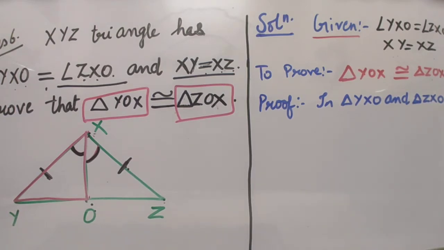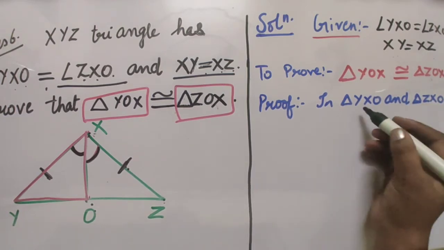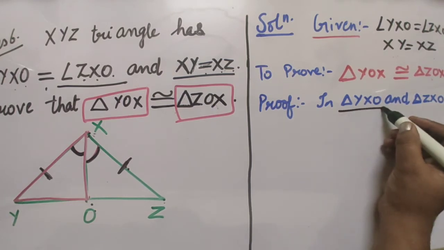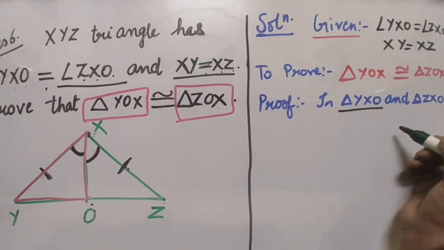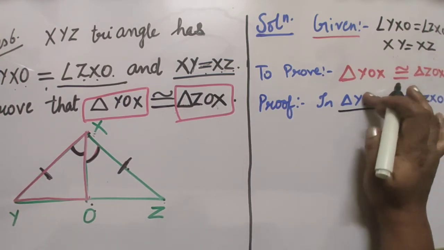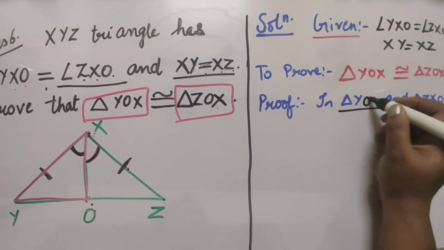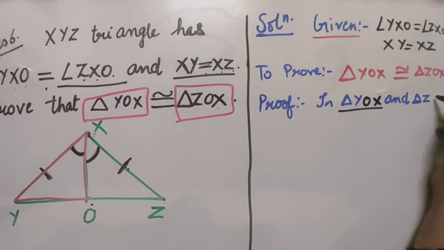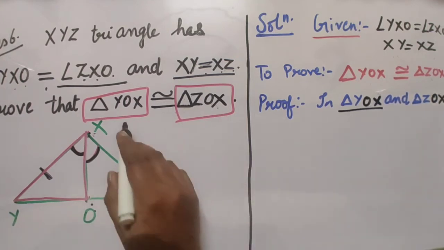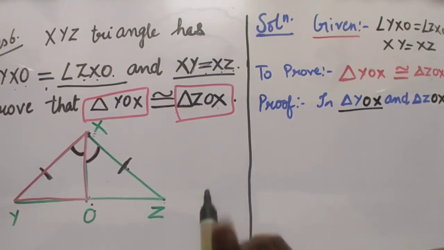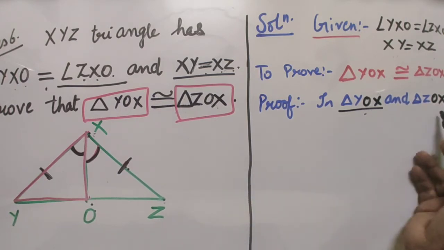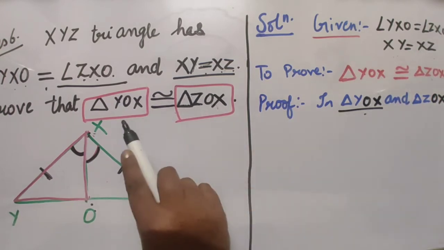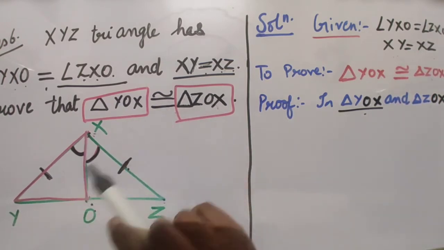In the question, we are going to prove that triangle YXO, which is written, I think, in a wrong manner, should be YOX and it should be ZOX, right? ZOX, because here the question is this. You have to be very careful in writing the name of the triangle, because the triangle name has to be according to the given question.